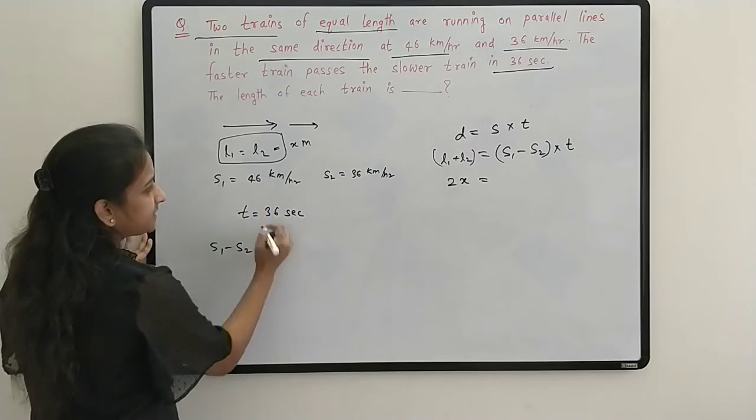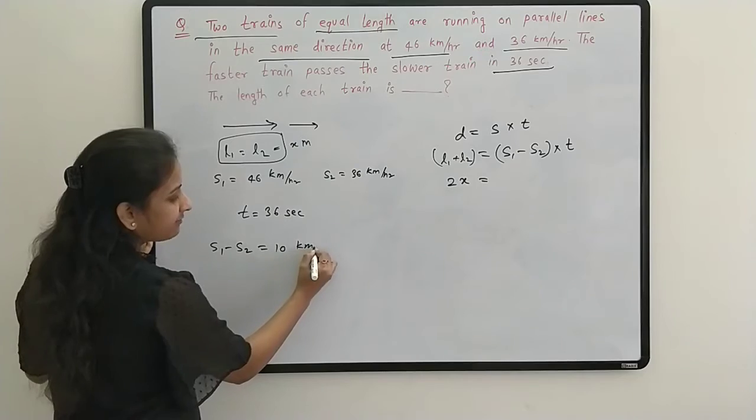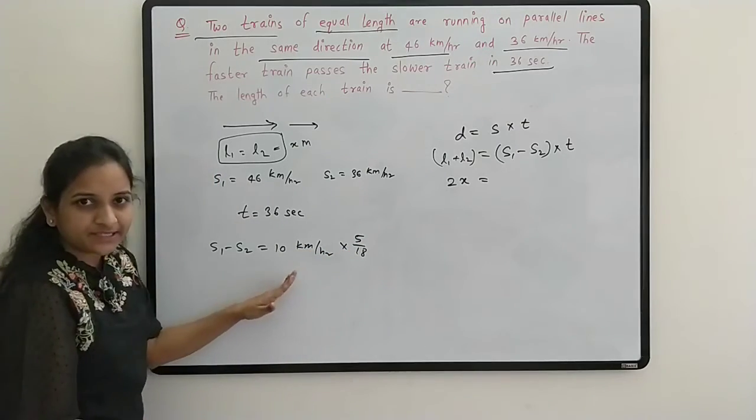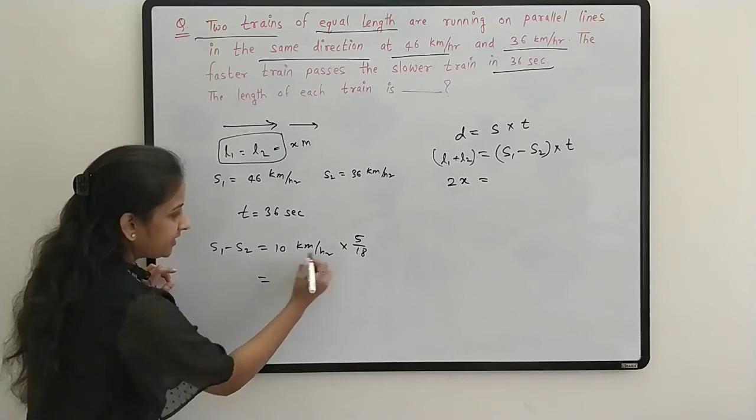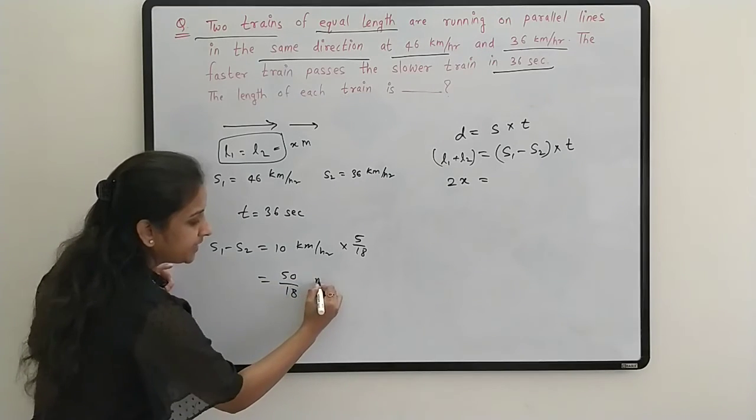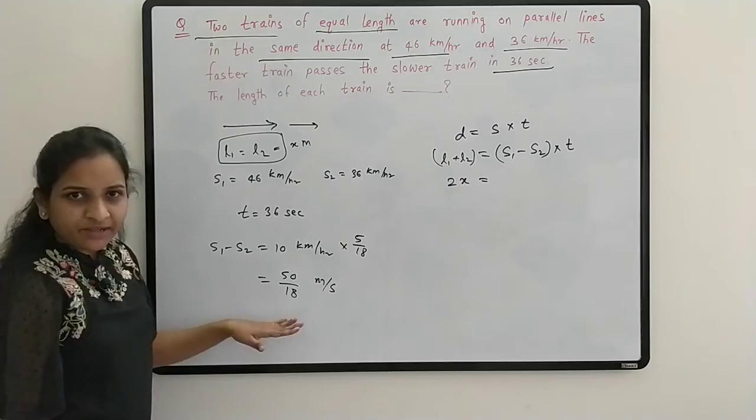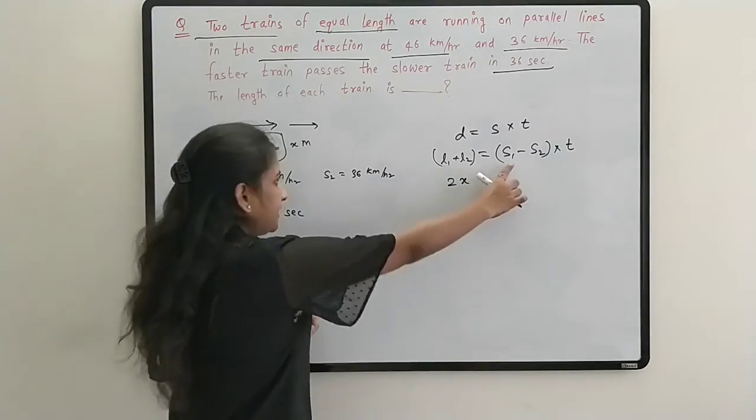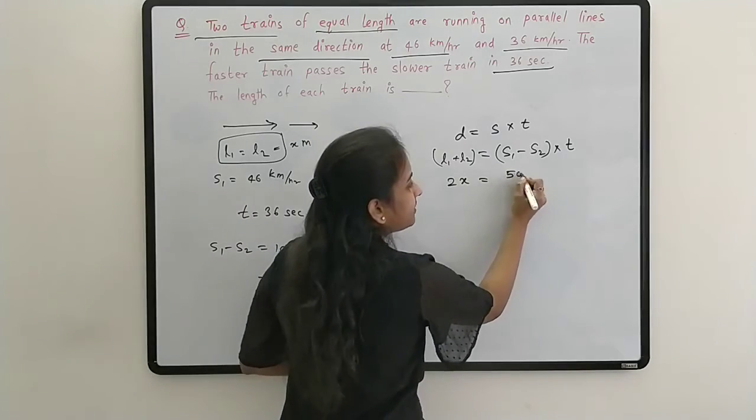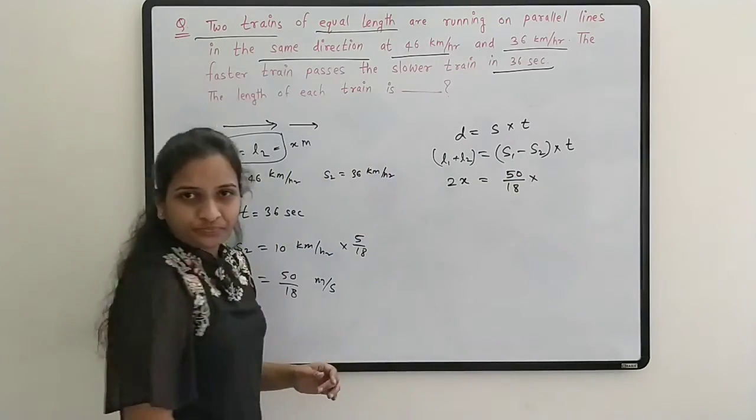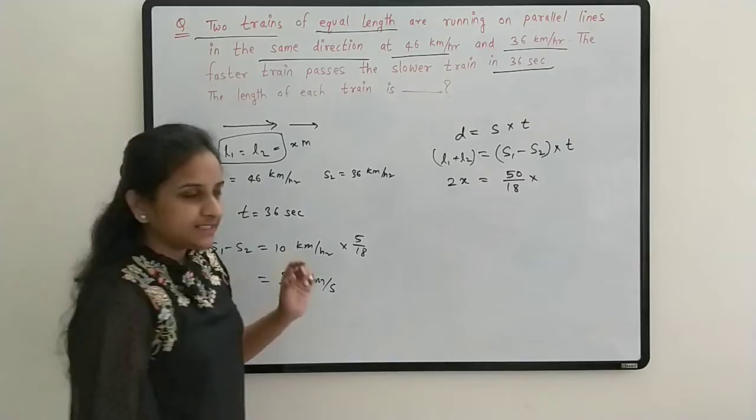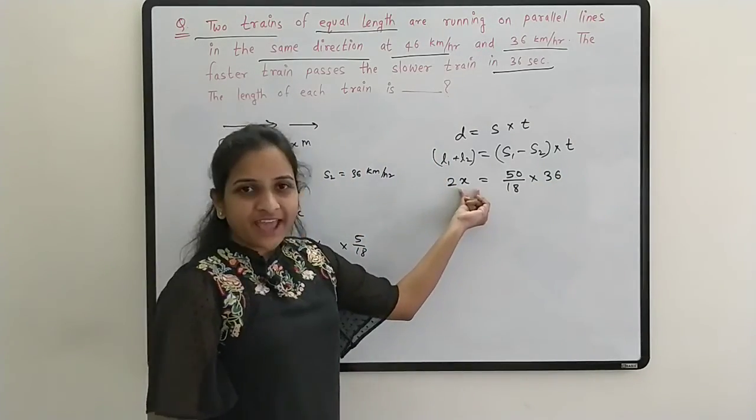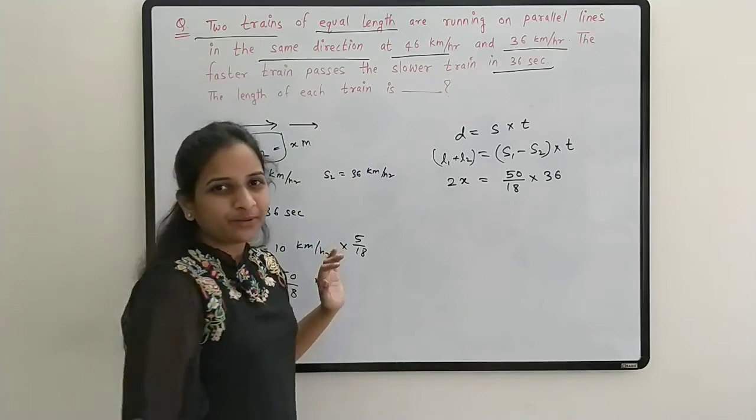So S1 minus S2 is 10 kilometer per hour. If we multiply this by 5 by 18, we will get it in meter per second. Easy. So we will get 50 by 18 meter per second. Okay, don't simplify here. Again we will do multiplication and division. So here S1 minus S2 is 50 by 18 into time, which is 36 seconds. Done. Easy.